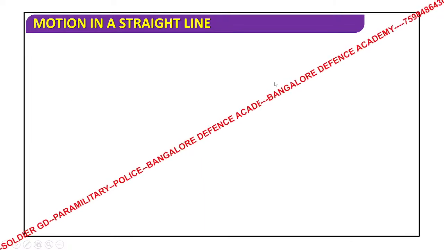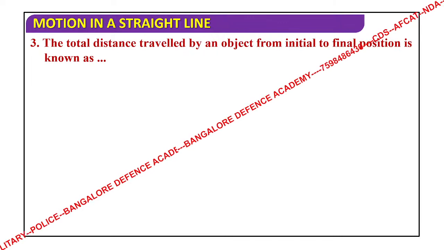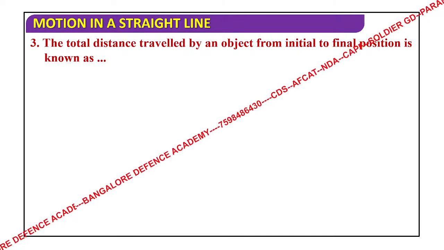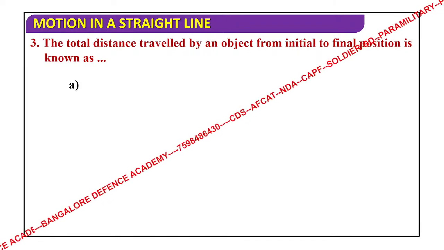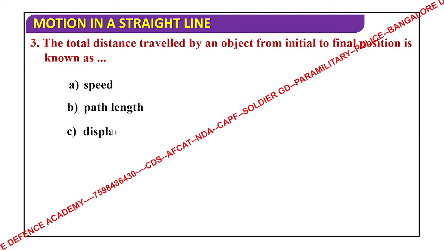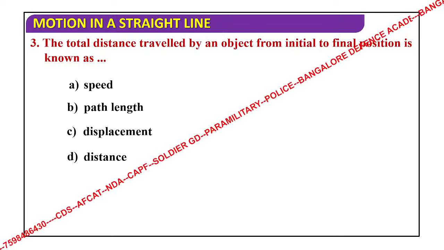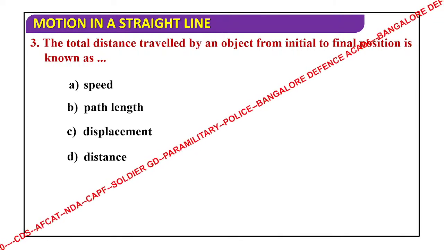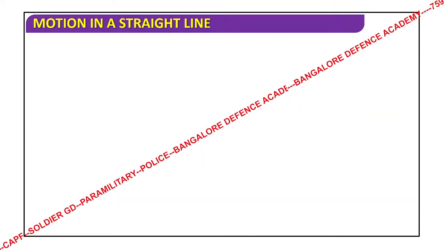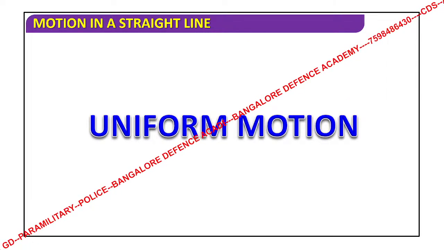to 0. Next, the total distance traveled by an object from initial to final position is known as this. It's a definition. The total distance traveled by an object from initial to the final position. What is it? Is it a speed, the path length, is it the displacement, or is it the distance? The total distance traveled by an object from initial to final position. The answer is path length. Option B.